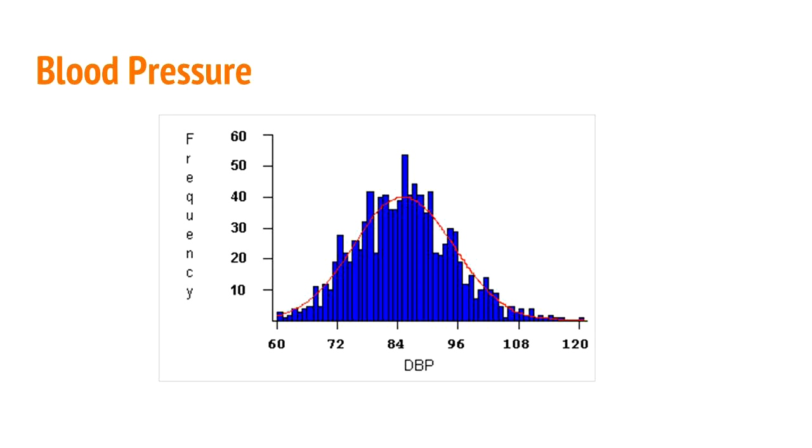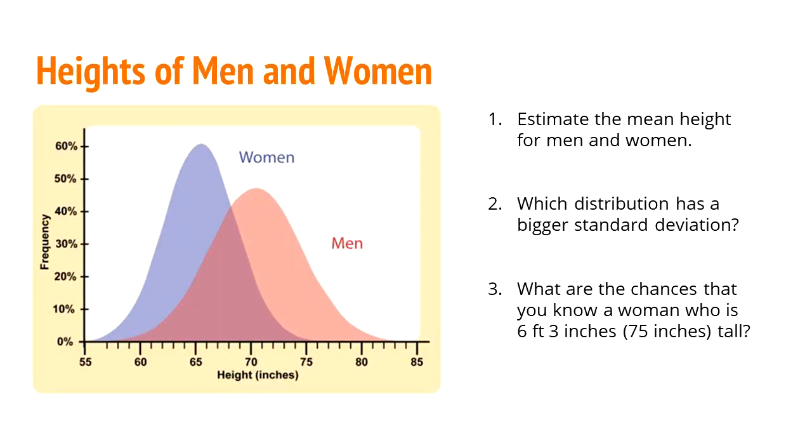Blood pressure is another example. This one's not a perfect normal distribution, but it's pretty darn close. We can see that we've got a common, most frequent distribution right here around, I don't know, what would that be? Maybe 87 beats per minute, and it tapers off evenly on either side. Heights for men and women are also normally distributed. From this graph, we can estimate the mean height for both men and for women. Looking at that pink graph, the mean height for men looks like it's right around maybe 70 to 71 inches. For women, over here on the blue graph, it looks like it's right around somewhere between 65 and 66 inches.